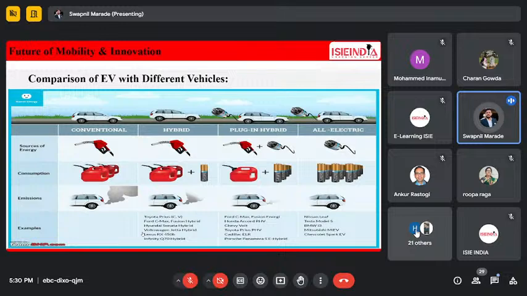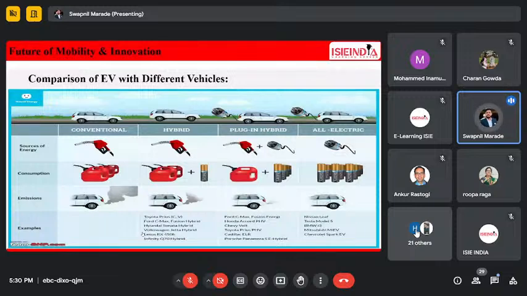If we talk about the plug-in hybrid, its source of energy is petrol or diesel plus electricity, right? The consumption of petrol or diesel is low, and we added some high energy electricity or batteries over there. That's the reason the emission is low in a plug-in hybrid as compared to hybrid and conventional vehicles.